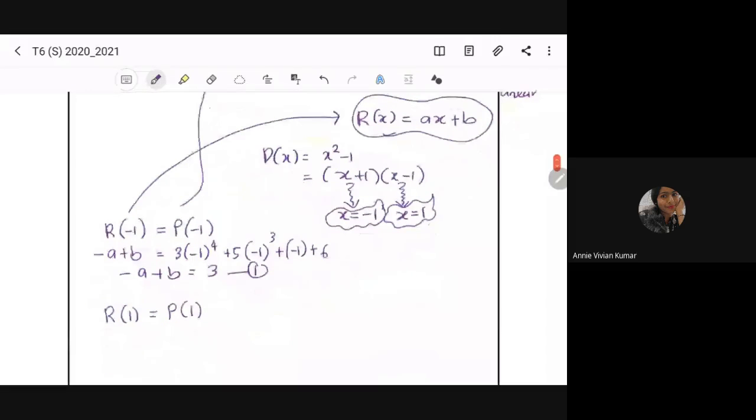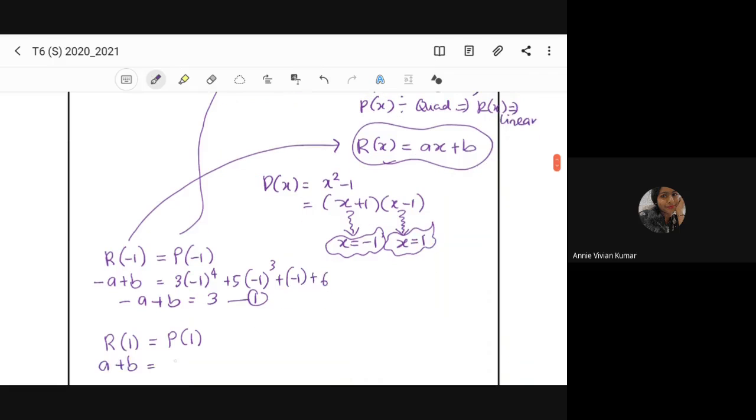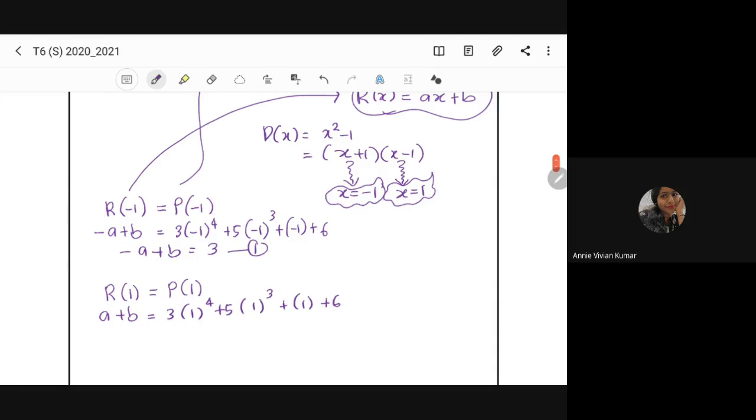Okay, next, for R1. R1, we substitute into Rx function. So, it will be A plus B equals P1. We substitute 1 into the polynomial. So, we will get 3 times 1 power of 4 plus 5 times 1 cube plus 1 plus 6. Next, we try to simplify. So, we will get A plus B equals 15. The second equation.